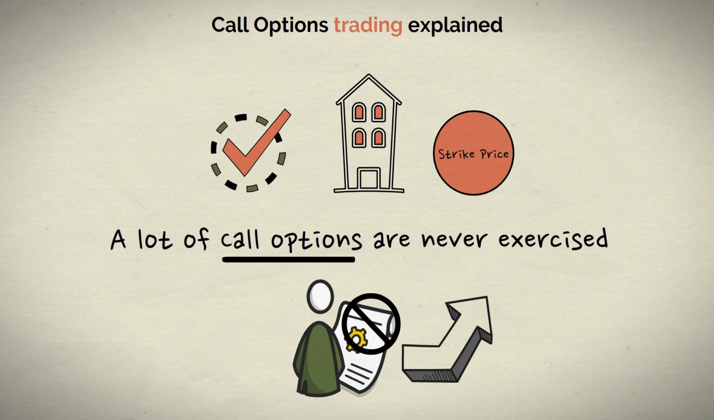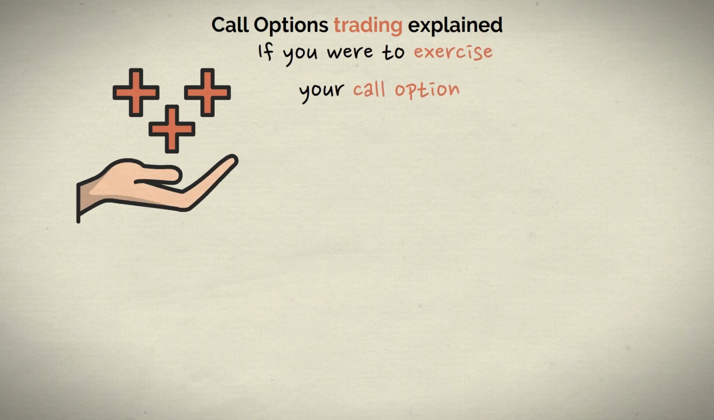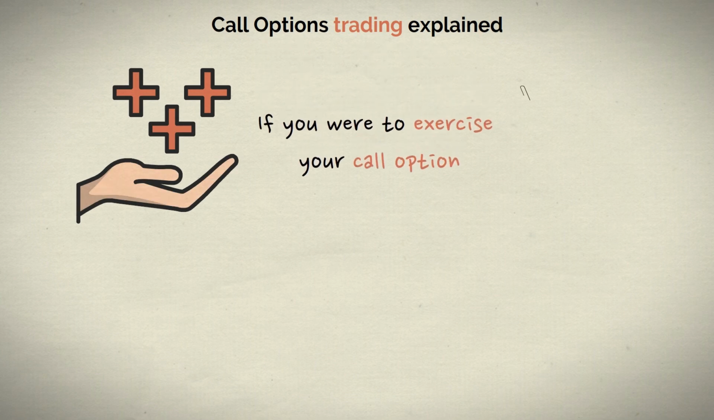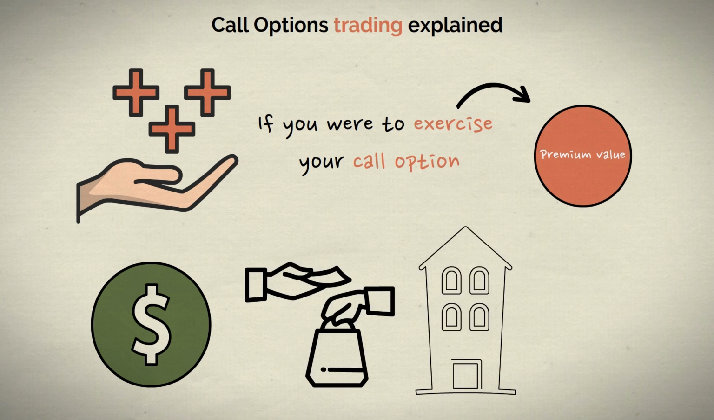The reason why options might not be exercised is actually simple. Usually, the profit that you could potentially make if you were to exercise your call option is often already baked into the premium value of the option itself. In other words, the profit that you could make if you bought and sold the underlying asset would be the same if you decided to sell the call option for its premium instead.